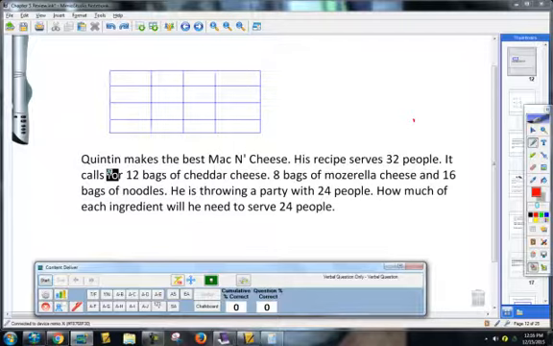So if you have 10 people there, you're going to have so many leftovers and it's going to be more expensive to make. You don't want that to be the case. You want to make just enough for the amount of people that you have. That's the whole point. So his recipe calls for 32 people. So let's start filling this in.